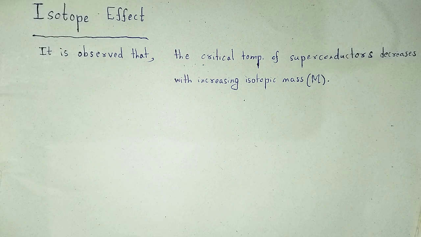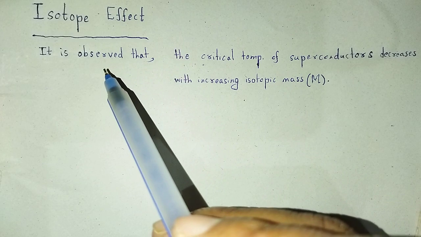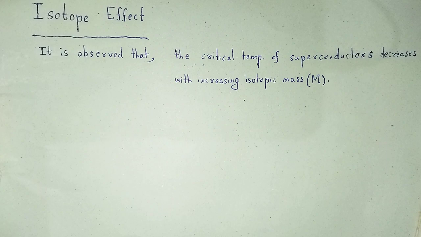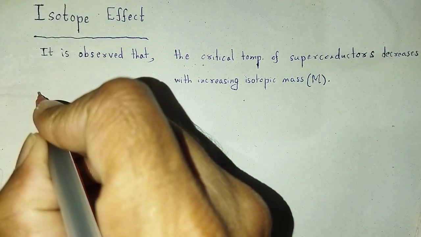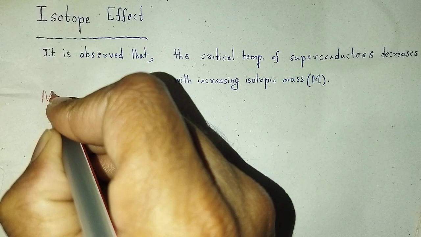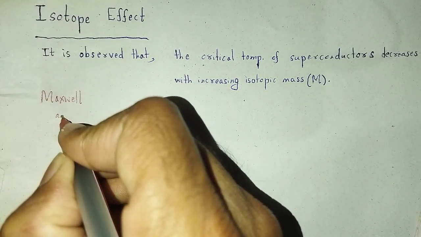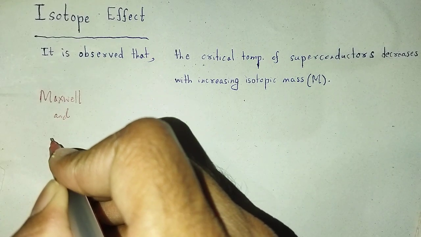In this video, we are going to discuss the isotope effect on BCS theory. Let's begin. First, the isotope effect. The isotope effect was observed by two scientists. One was Maxwell and another was Reynolds.